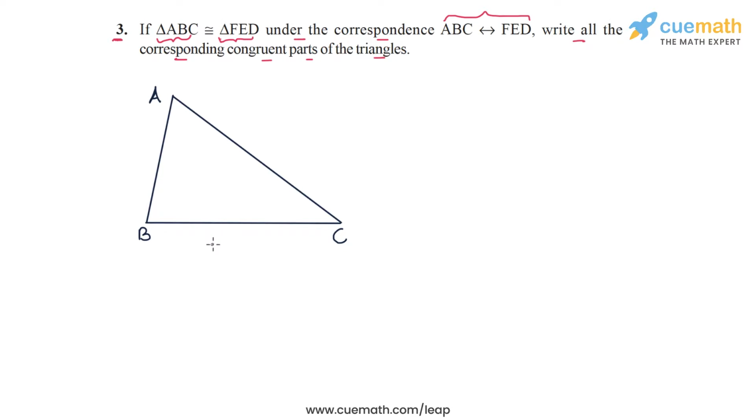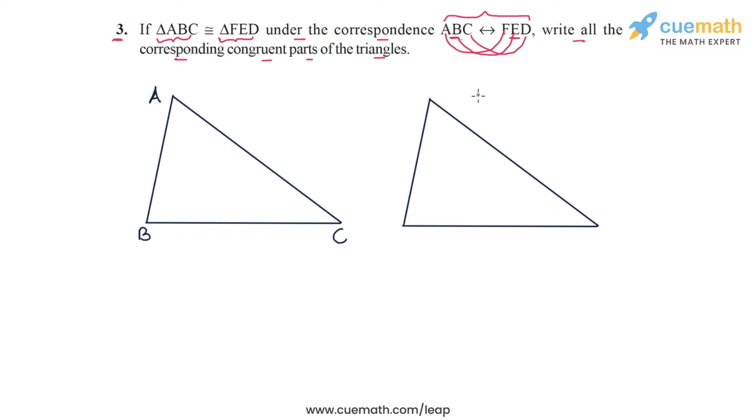Now consider another triangle which is congruent to this triangle like this, and our correspondence relation is ABC is congruent to FED, and the correspondence is A corresponds to F, B corresponds to E, and C corresponds to D.